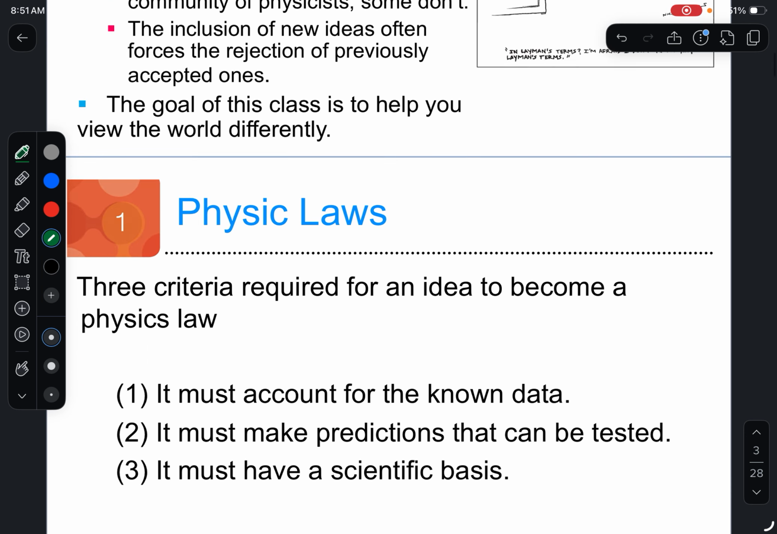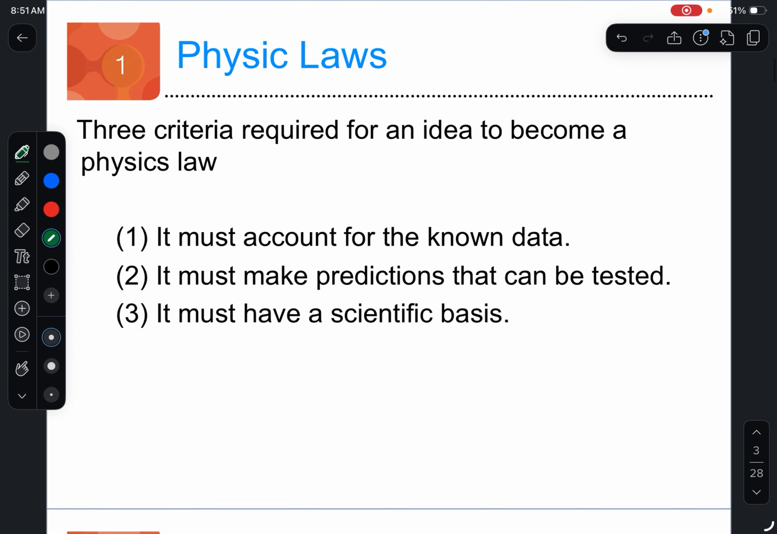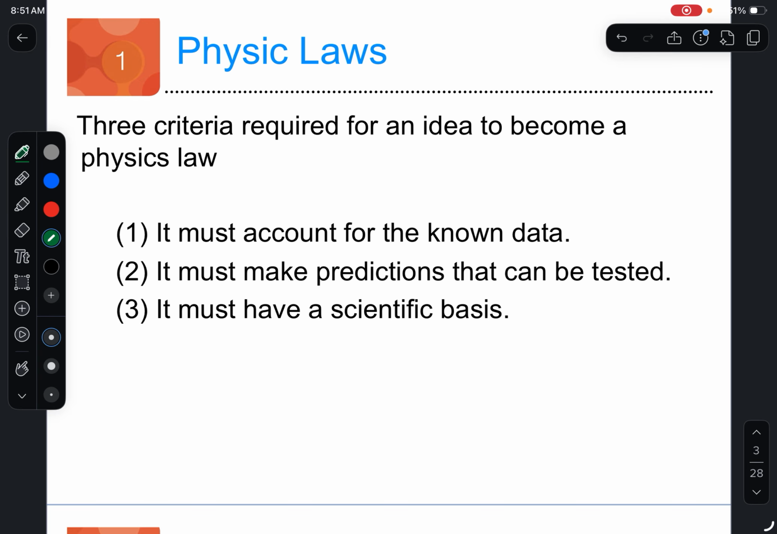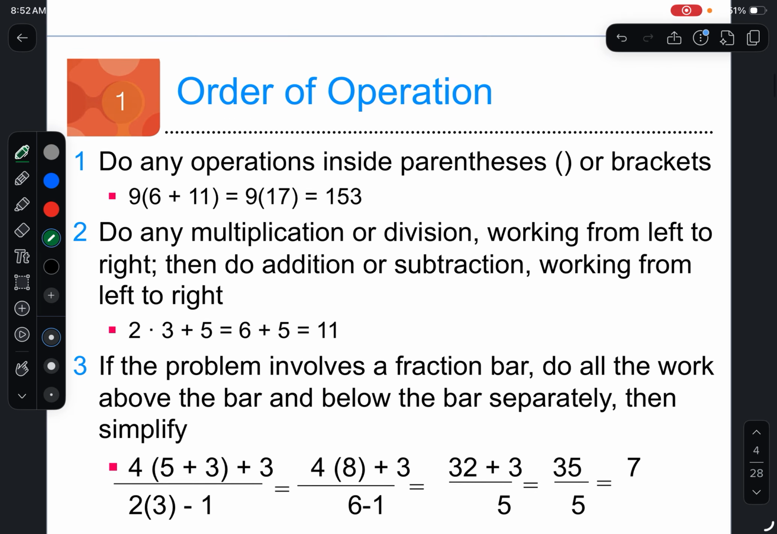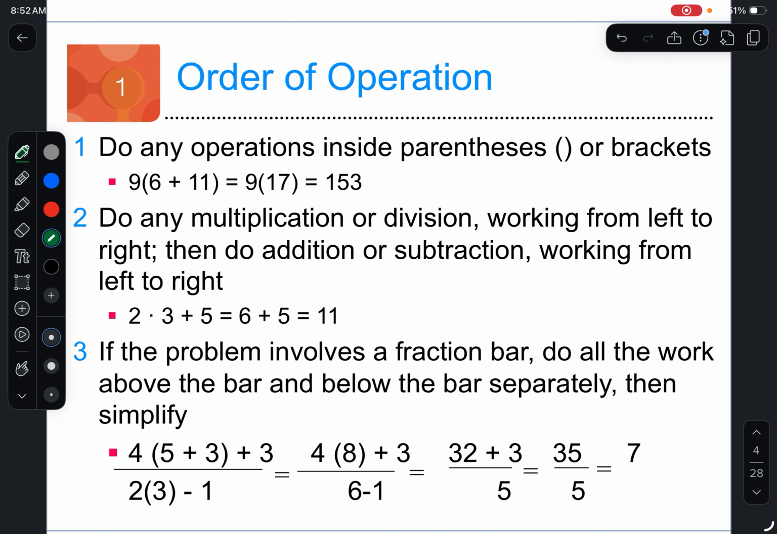Now, there are 3 criteria for an idea to become a law. First, it has to account for all known data. Secondly, it must make predictions that can be tested. And finally, it must have a scientific basis. In Chapter 1, it's basically a math review to make sure everybody's up to speed with their math.